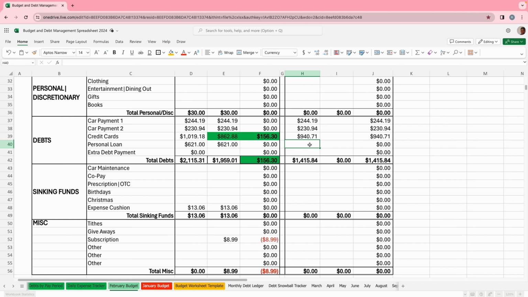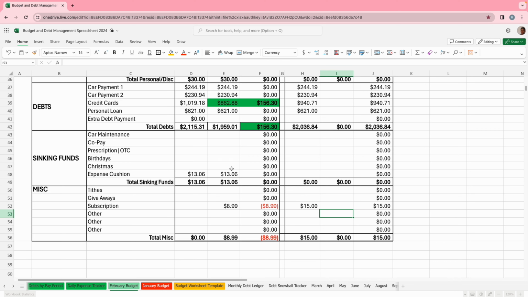Personal loan is going in at $621. No extra debt payments. Nothing for sinking funds. Subscription, I'm going to put $15. And that is going to be it for the budget. So let's just analyze it.